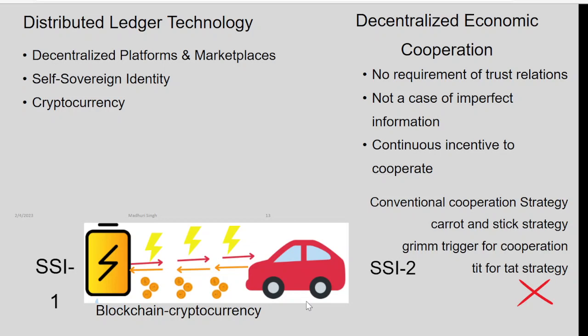Okay, so in this whole scenario, the entire process here, the use of Internet of Things combined with distributed ledger technology is leading us to the decentralized economic cooperation, where there is no requirement of trust relations. The buyer doesn't have to build a trust relation with the seller step by step. It's not time consuming. You don't have to spend time on negotiations or bargaining. It's not a case of imperfect information. There is no imperfect information.